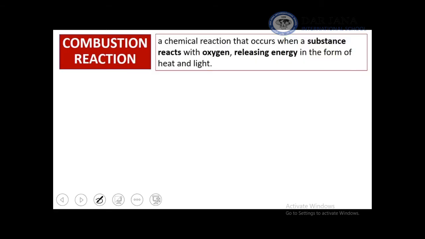Now, a special kind of chemical reaction is the combustion reaction. You have to memorize the definition. A combustion reaction is a chemical reaction in which a substance, usually a fuel, reacts with oxygen, releasing energy in the form of heat and light. So all combustion reactions are exothermic reactions. One of the reactants should be oxygen.